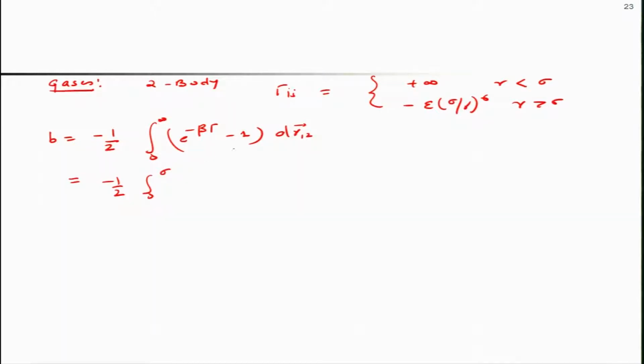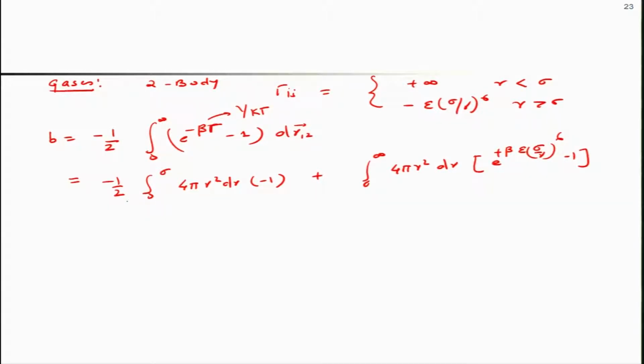And this I can simplify by considering 0 to sigma. In this case, we have already known this is nothing but minus 1, and this is sigma to infinity 4 pi r square dr, this term which is going to be exponential plus beta epsilon sigma by r to the 6 minus 1. Okay, remember that beta is 1 by kT.